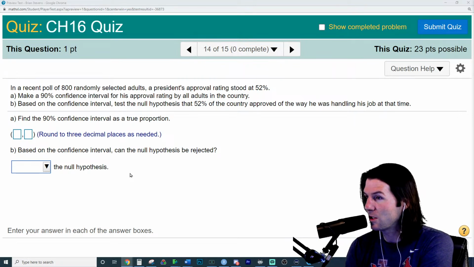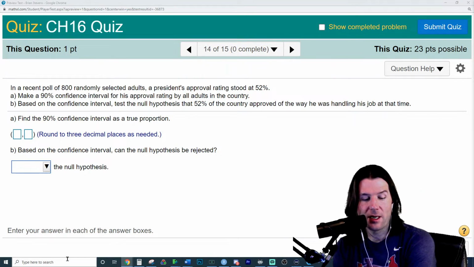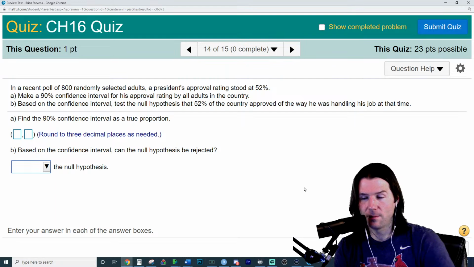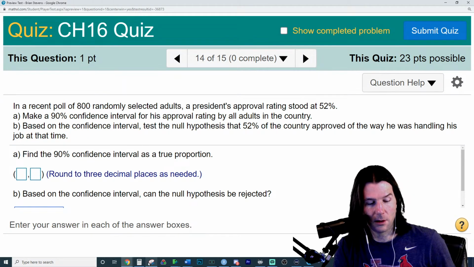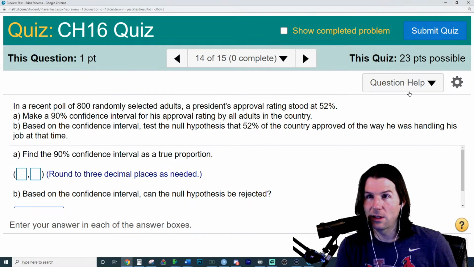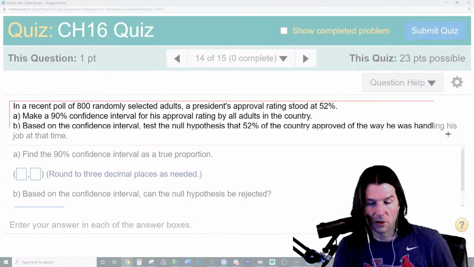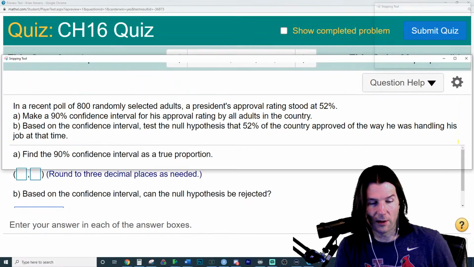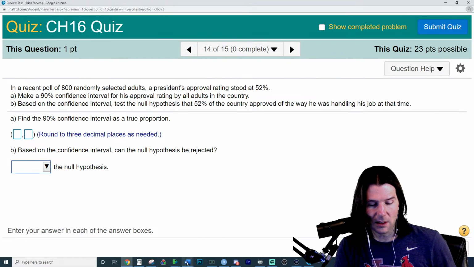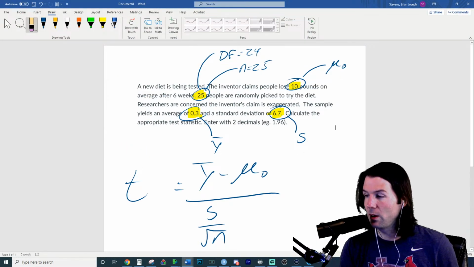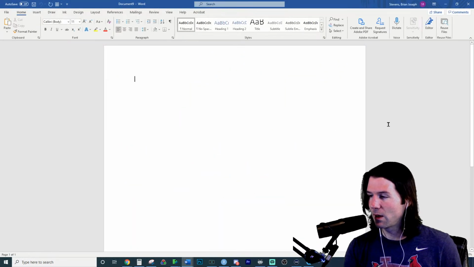Okay, so we need to make a 90% confidence interval. Let's start by identifying the notation for this question. We always identify notation to begin with. So what do we see notation-wise right here? Help me with the notation. And I can see where people might get stuck on this. So we need the notation.